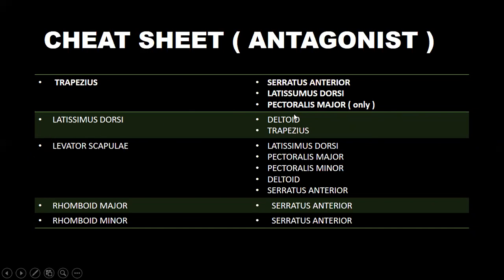When we talk about latissimus dorsi, it is deltoid and trapezius. When we talk about levator scapulae, it is latissimus dorsi, both the pectoralis, then deltoid and serratus anterior. Just remember, serratus anterior is the universal antagonist of all these 5 major back muscles, except latissimus dorsi, where serratus anterior does not work as the antagonist. The examiner may confuse you with the antagonists: pectoralis major is the antagonist of trapezius, and both the pectoralis, major and minor, are the antagonists of levator scapulae.